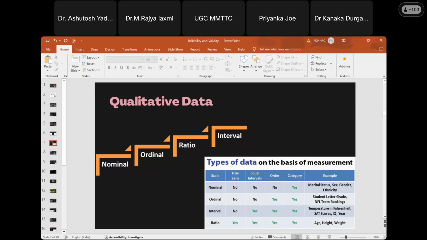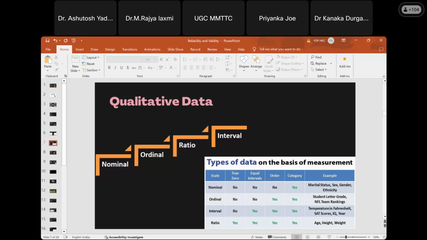And at the highest level, we have ratio data, which again can be categorized, which can be ranked, and which also has consistent units and also has a true zero. Okay, for example, age, height, weight. Height cannot be negative, weight cannot be negative, but temperature can be. So that is why, because temperature or the cardinal data has an arbitrary zero, artificial zero.